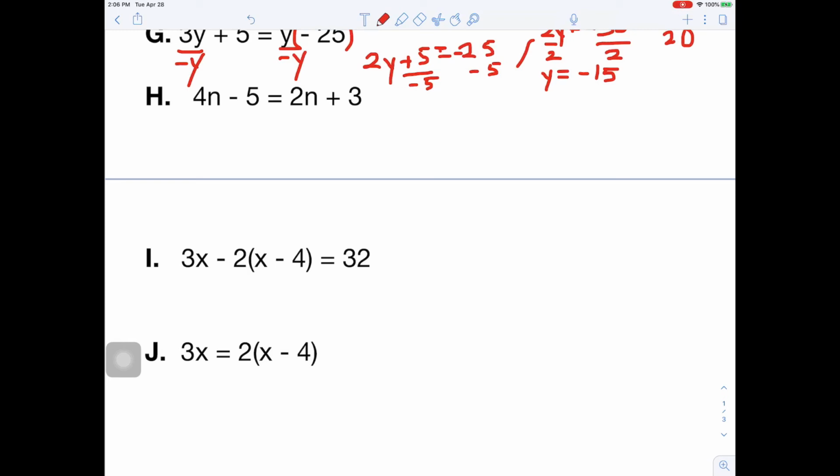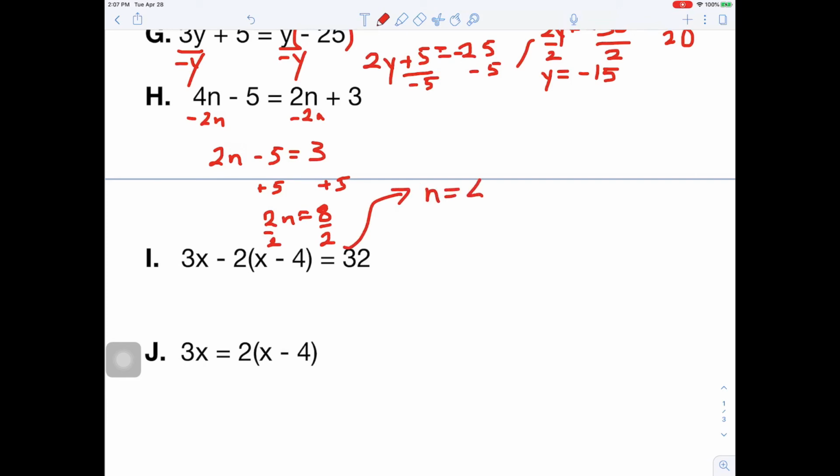All right, here we go. So we have 2n on this side, we have to take away 2n, and we have to take away 2n. So that winds up getting us to 2n minus 5 equals 3. To get rid of the minus 5, we have to plus 5 and plus 5. 2n equals 8. Sorry, the equals are not showing up nice. Then we have to divide by 2, and we figure out that n equals 4.